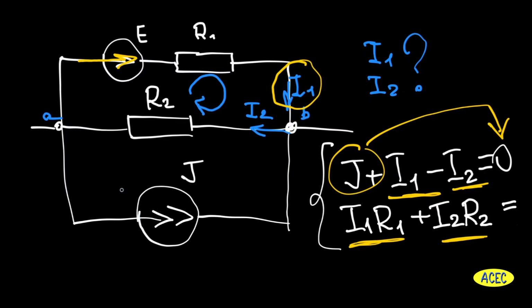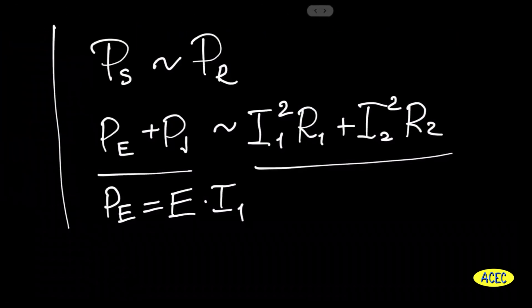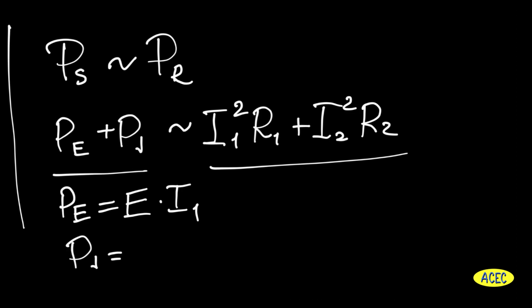And how to find the power of current source? Current source is connected between two points, node A and node B. So we need to find the voltage between these two nodes. It's a voltage on resistor R2, so power of current source J is current J times voltage on resistor R2.